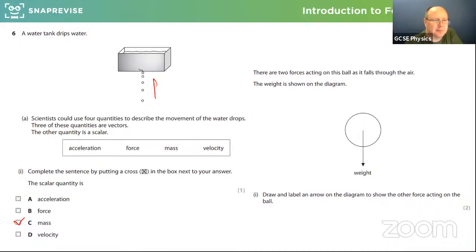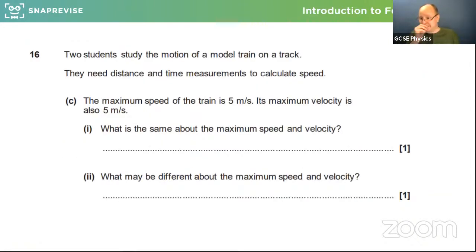So there are 2 forces acting on a ball as it falls through the air. The weight is shown on the diagram, acting downwards. Draw and label an arrow on the diagram to show the other force acting on the ball. So if the weight is acting downwards, what other force will be acting on the ball? Thank you, Donna. Air resistance, which is going to act upwards. I'm just going to draw it as an arrow going upwards. It doesn't really matter where you start the arrow. Technically, it's probably better to start it at the bottom of the ball, but people aren't normally concerned with that. So it's an upward force due to air resistance as the ball falls through the air. Good. Let's have a look at another one.